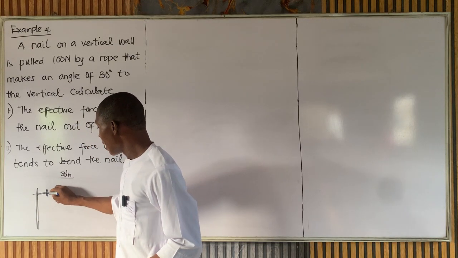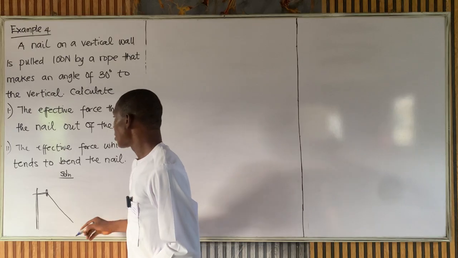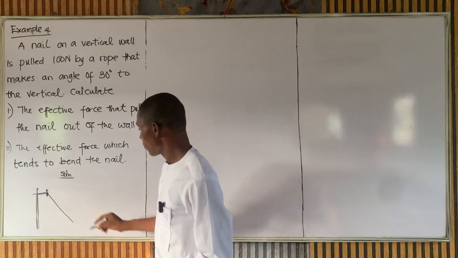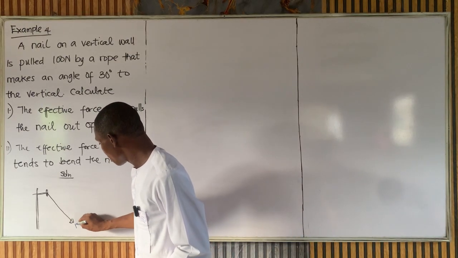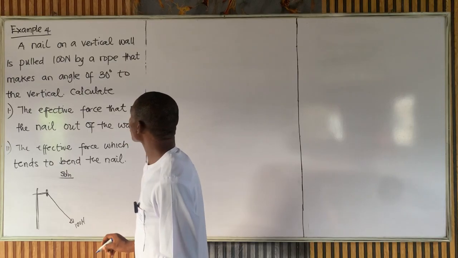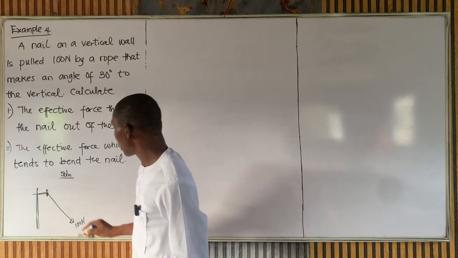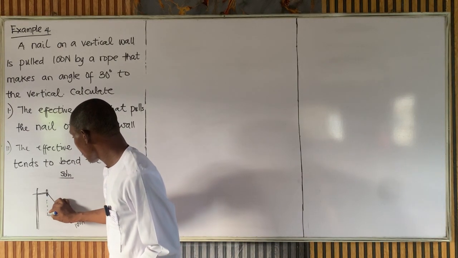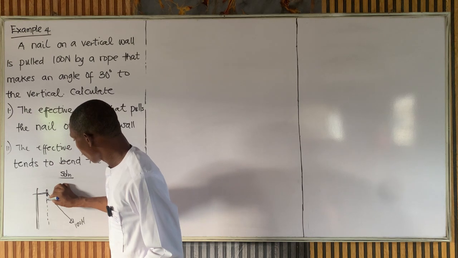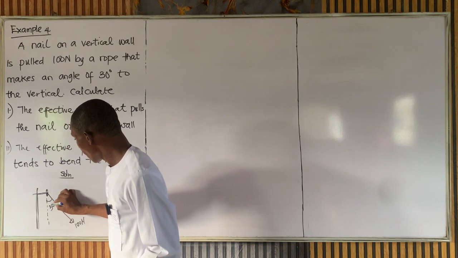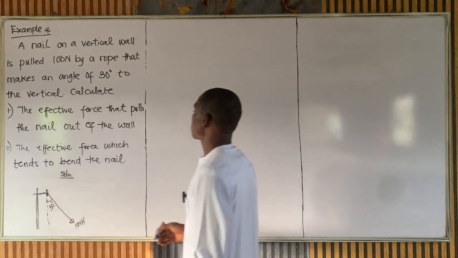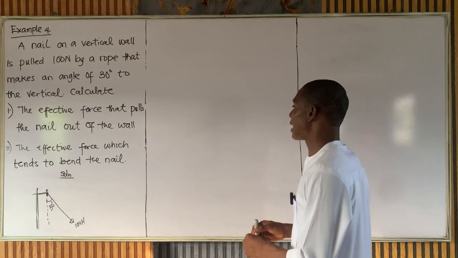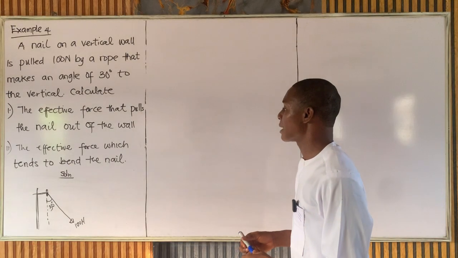This is the head of the nail. And let's say this nail is pulled by a rope. That's what we're trying to say in this question. The force is 100 Newton, and this rope makes an angle of 30 degrees to the vertical. So create a vertical line here, 30 degrees. We're looking for the effective force that tends to pull the nail out of the wall, and the effective force that tends to bend the nail.